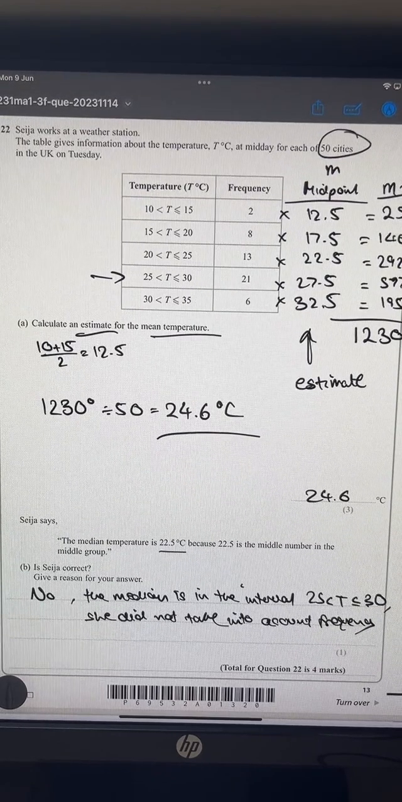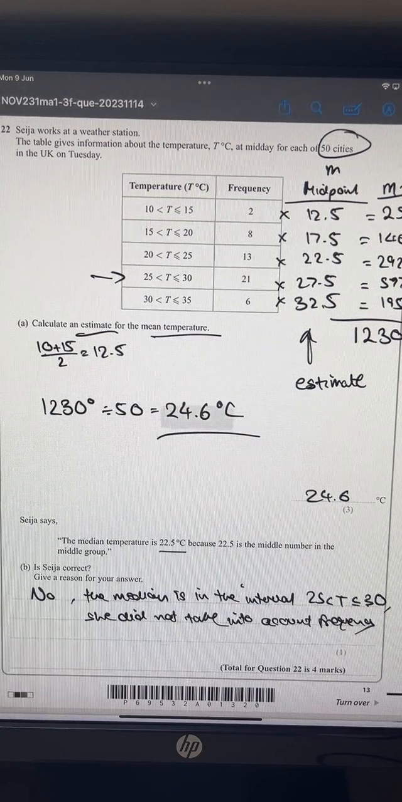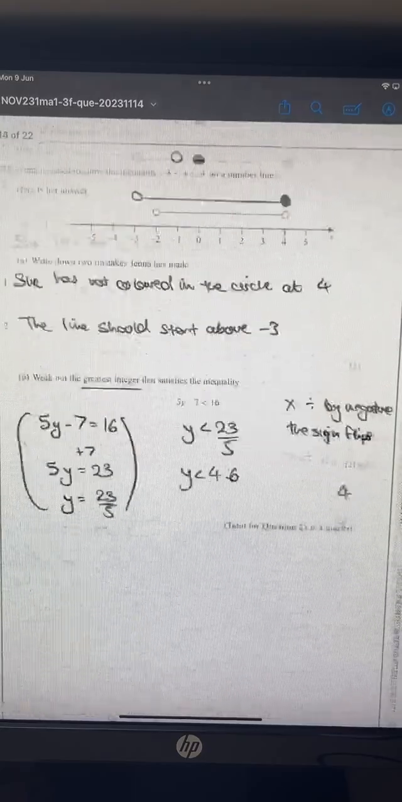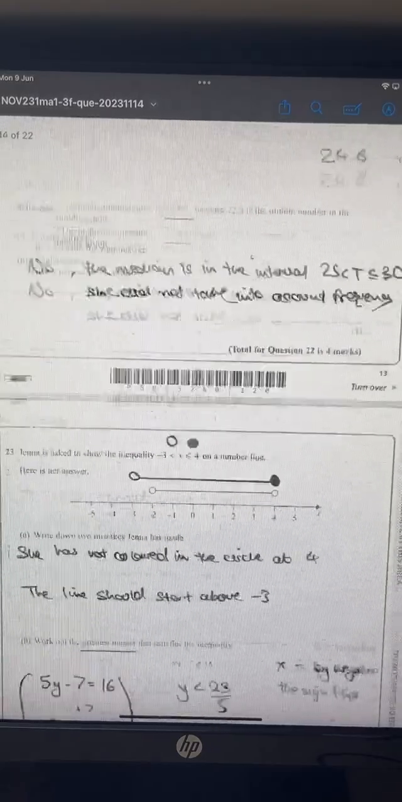Let me just say what the mark scheme says so you know what other things you could say. So no, the median is in the interval 25 is less than t, which is less than or equal to 30. Or no, the median is in the group containing the 25th temperature. Or no, she did not take into account frequency, which is what I tried to explain at the start. Or no, the frequencies are not the same for each group. So that is my little wrap on doing some questions from the foundation paper.